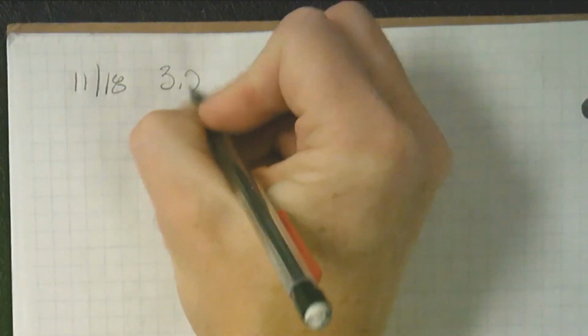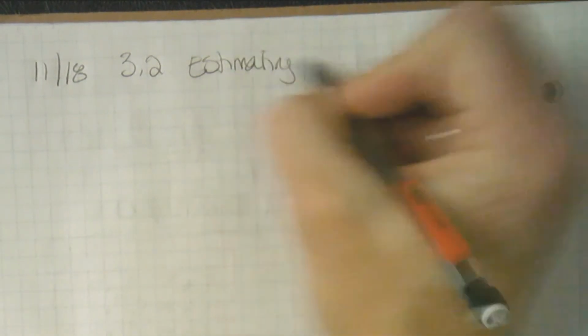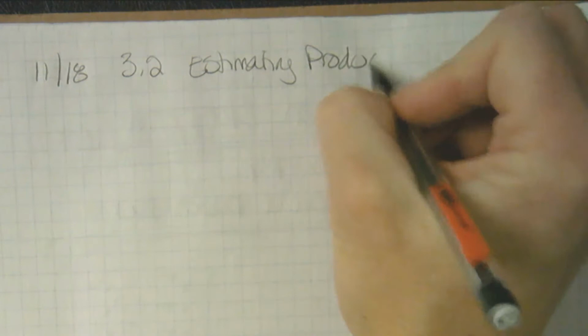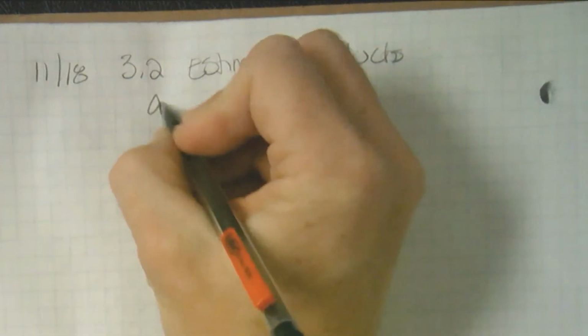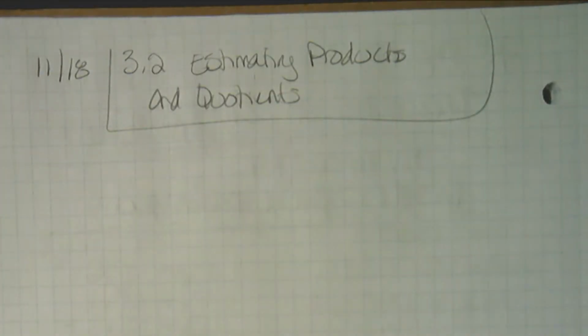Alright, so today is the 18th. We're moving on to the next section of estimating. So Chapter 3, Section 2. And we're going to be estimating products and quotients.